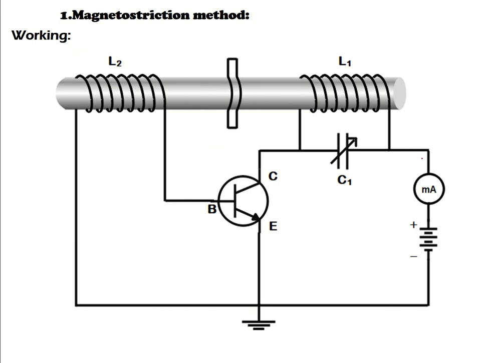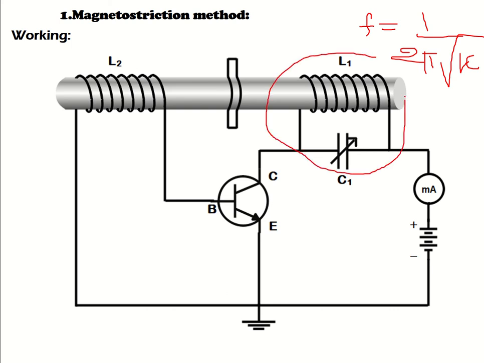Whenever we switch on the power supply, a DC supply will be given to this tank circuit, and the tank circuit will oscillate with its resonance frequency. That resonance frequency is given by f = 1/(2π√(LC)). So this is the resonance frequency that can be generated by this tank circuit. So tank circuit will oscillate with this particular frequency.